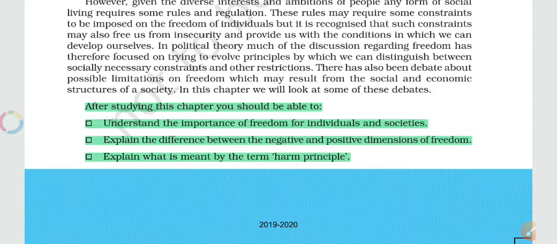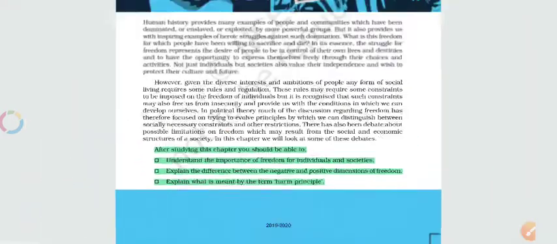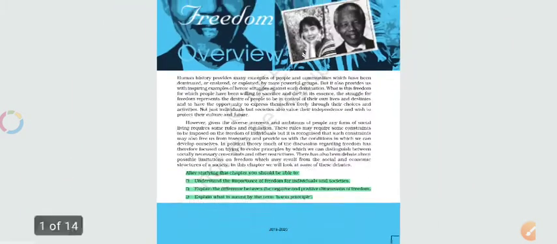And the second one is to explain the difference between the negative and positive dimensions of freedom, because as you know, every coin has two faces. Same case with freedom: it has its negative as well as its positive consequences. The third one, we will discuss what is meant by the term harm principle. This is one of the principles related to freedom, one of the theories which we will discuss later.